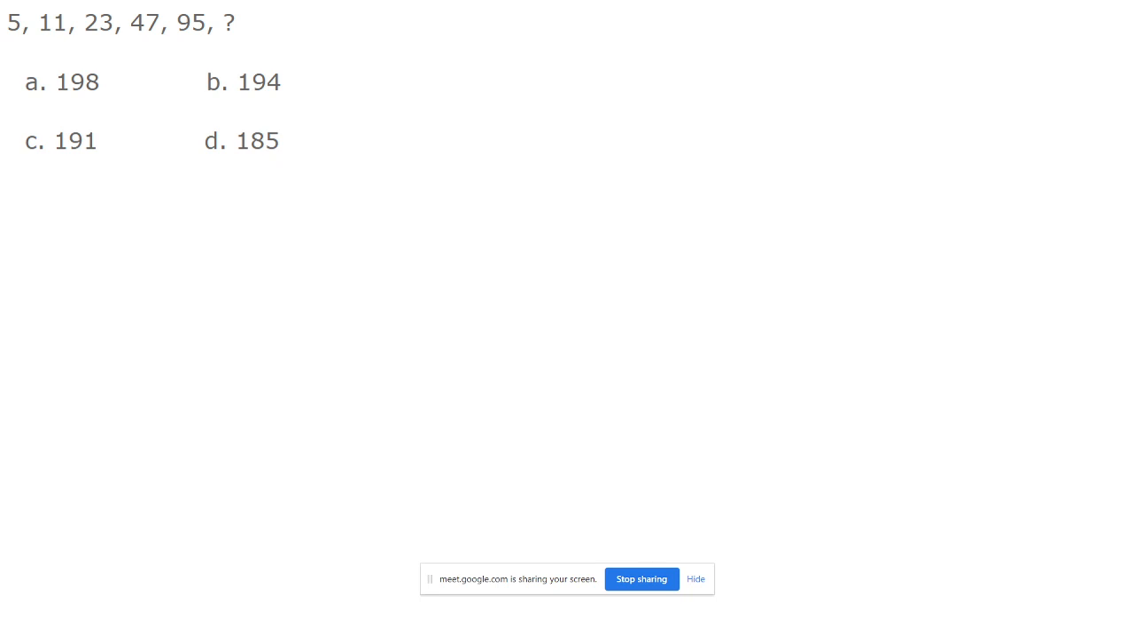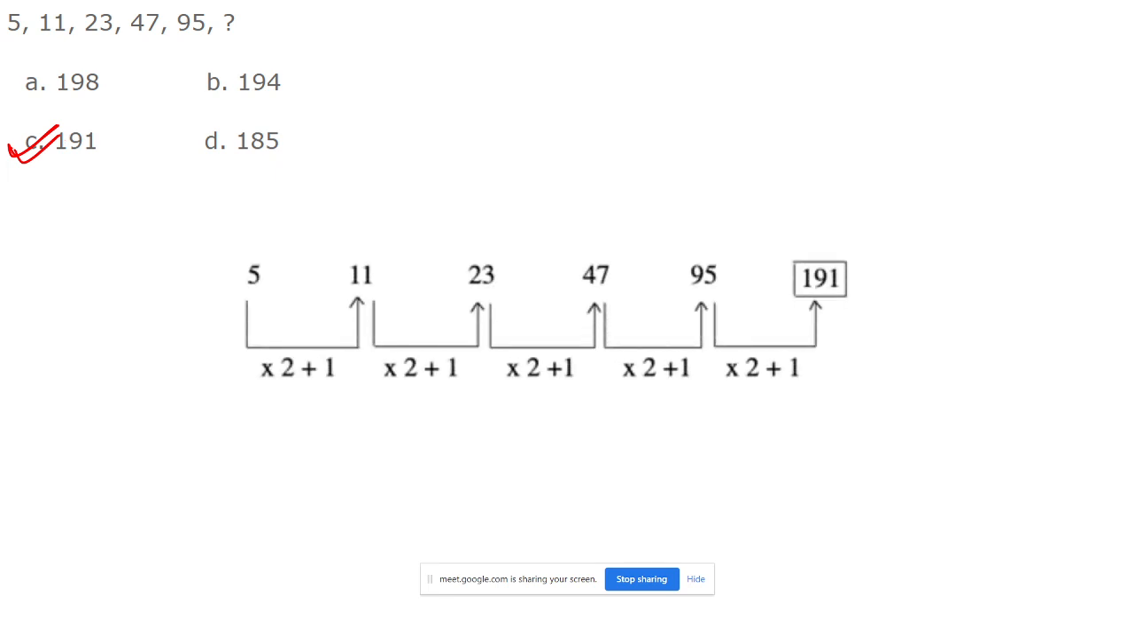What is the pattern? Yes, it is multiply by 2 and add 1. Sorry, yes, multiply by 2 and add 1. The correct answer is going to be 191. Perfect. It is multiply by 2 and add 1 pattern. Okay. Correct. So let's see the next one.